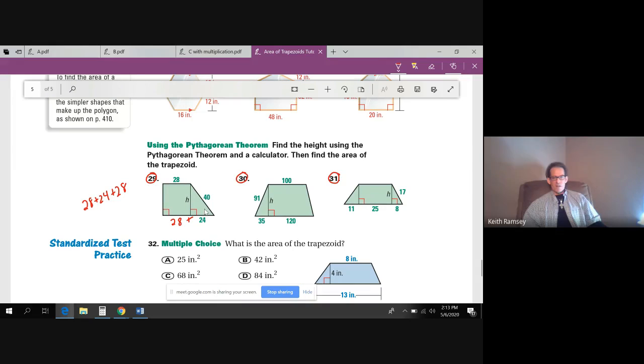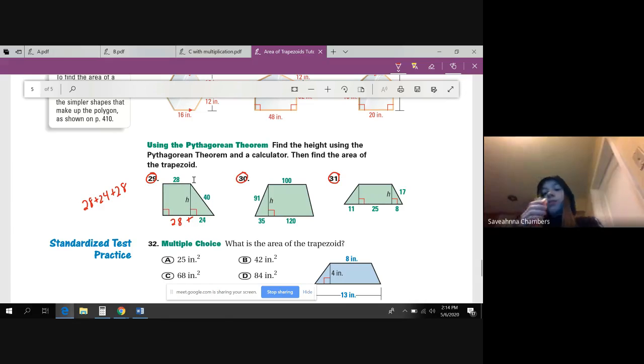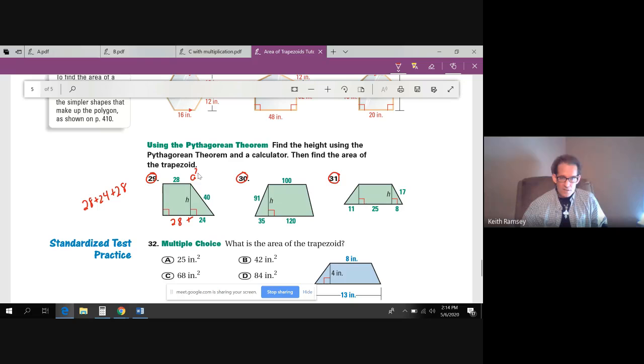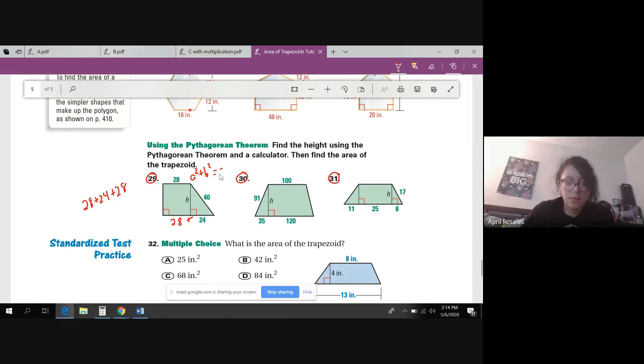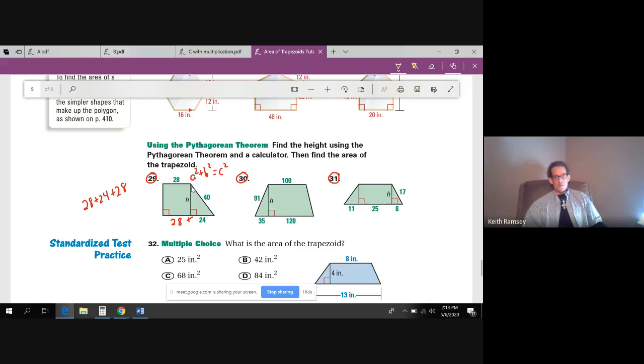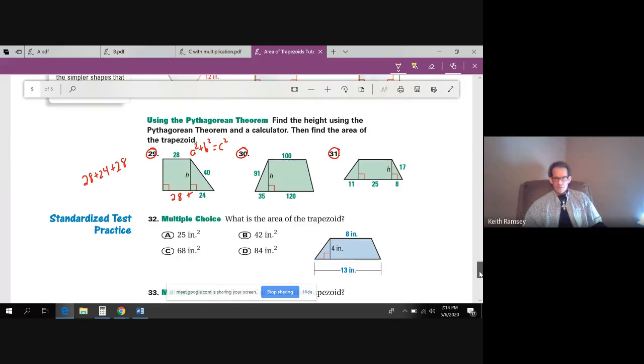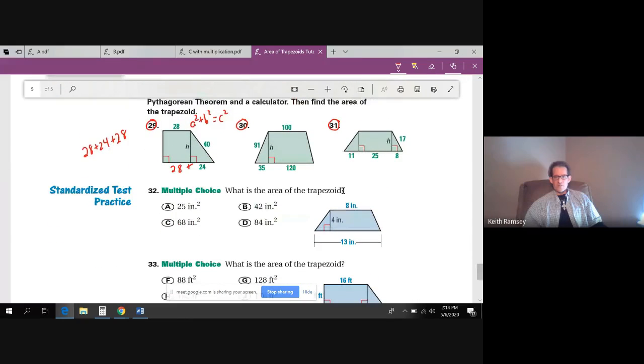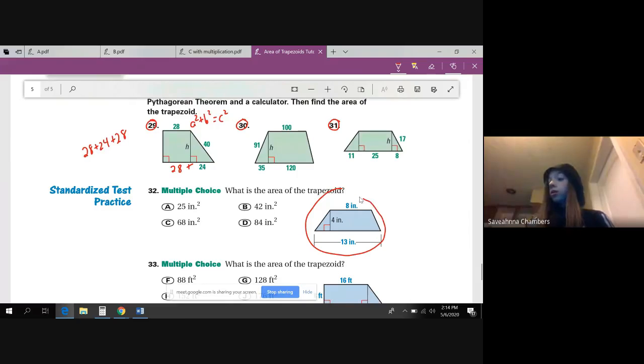And then you'd have to figure out what the height is using the Pythagorean theorem, which is a squared plus b squared equals c squared. You take 24 squared plus 40 squared, and then find the square root of that to find the height, which is a little bit beyond you guys, and I don't think I want to go that far with you. Let's look at one that gives you the height without using the Pythagorean theorem. This one's very reasonable. Let's take a look at this one.